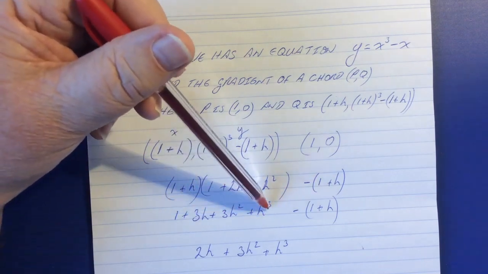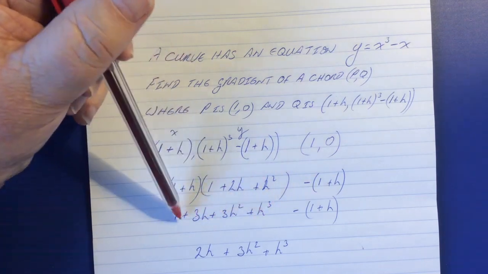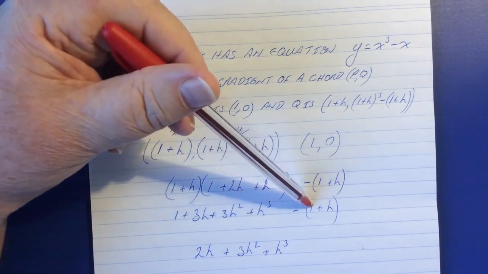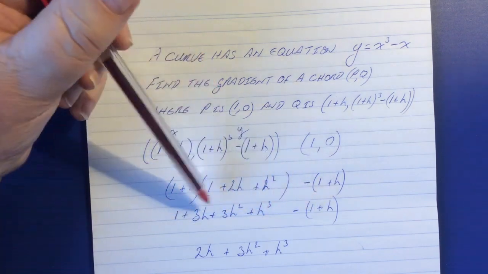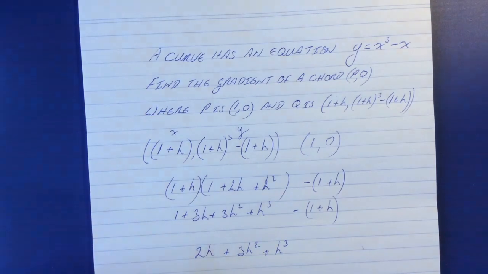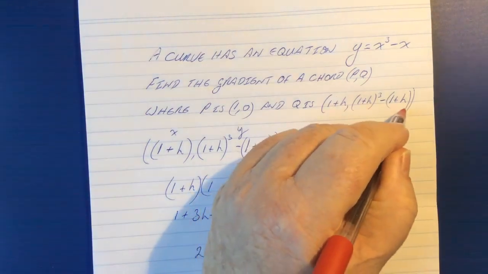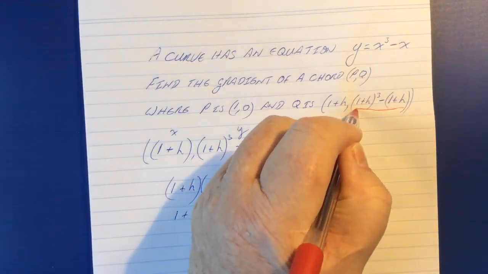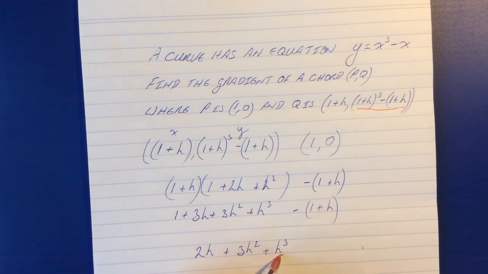So what do we do with this? Well, we subtract 1 from it, so the 1 goes missing, and we subtract h from it, so 3h becomes 2h. So this expression here, which I'm underlining in red, is this. And that's it all sorted out.